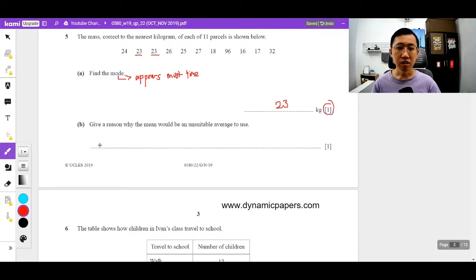1 mark. Give a reason why the mean will be unsuitable average to use. Alright, so for mean, right, you have to add all these numbers and then you divide by 11. But because there's this big value, I can see there's 96, while the rest of the data is like 24, 25, but suddenly got one parcel 96 kg. So the answer for this, why is it not suitable to use mean, so just write an English sentence, there is one extreme value. Alright, there is one extreme value. That would be the answer why we cannot use mean. Alright, so that is question 5.